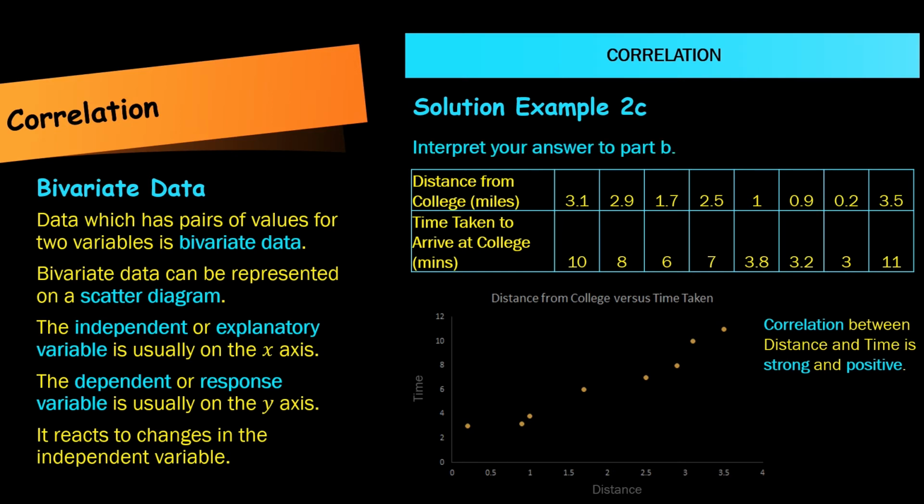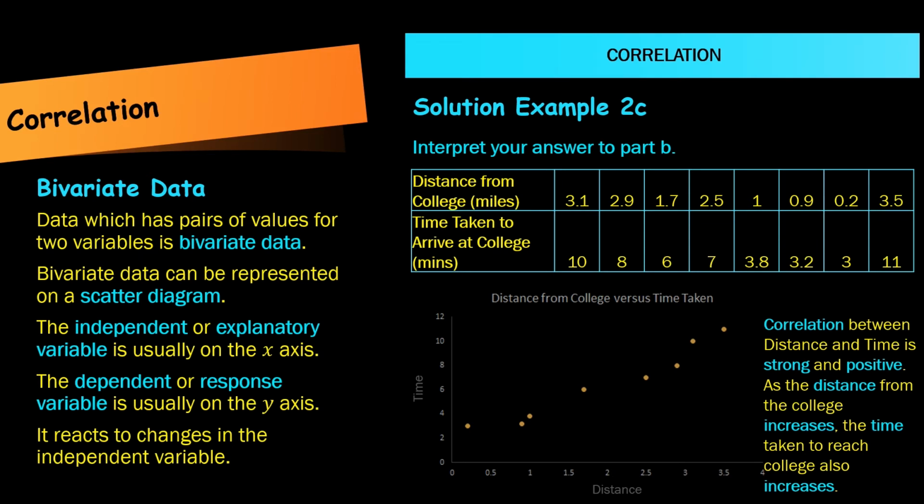Now interpret your answer to part B. Of course, as we said earlier, as the distance from the college increases, the time taken to reach college also increases. This is what we mean by correlation being strong and positive.